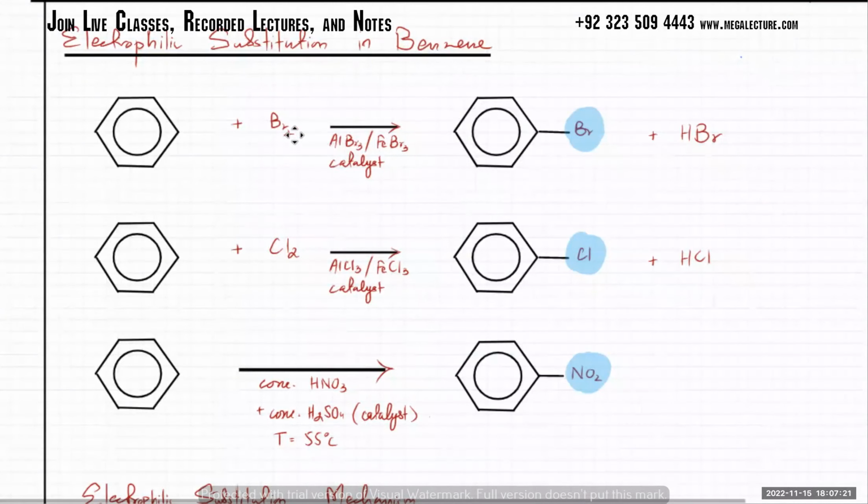So we did this, bromine aata hai and bromine gets attached to it. Chlorine comes in, chlorine gets attached to it, but you need a catalyst for that. Or you also have a nitration reaction in which NO2 comes in and joins with the benzene. Okay? These are the conditions: concentrated nitric acid.